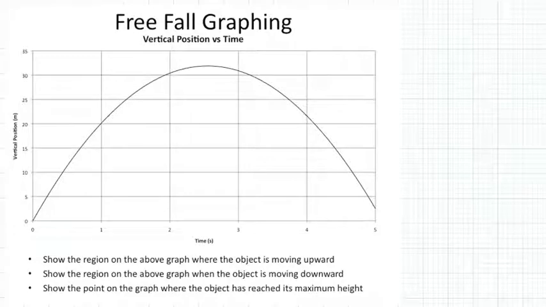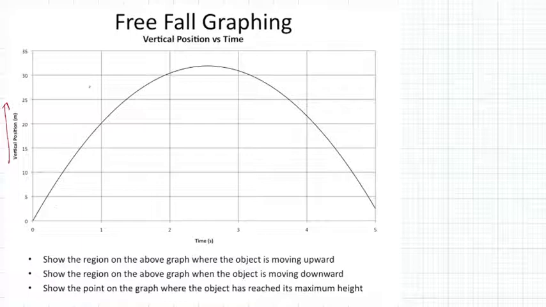So here we have vertical position versus time. The last one was our velocity versus time. This is vertical position versus time, and this actually kind of looks more like how you picture an object going up. Vertical position is this axis right here, and that kind of makes sense to us because it is up and down, of course. And time is on the x-axis right here. So let's look at this and let's show the region on the above graph where the object is moving upwards.